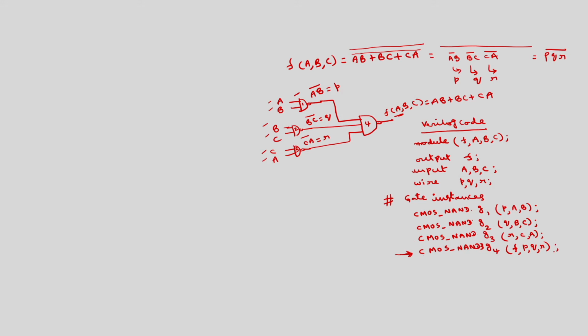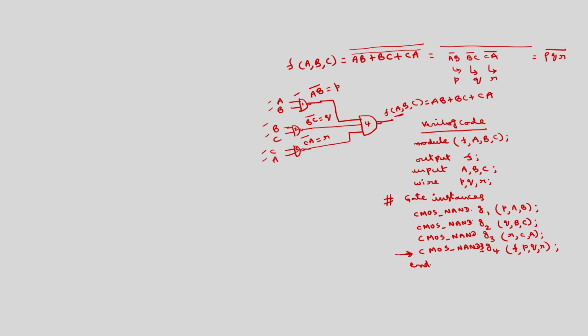I cannot use CMOS NAND here, because this is a 3 input NAND gate, but the code I have written is for a 2 input NAND gate. Here I am assuming that for the 3 input NAND gate there is also a code, which you can write in a similar manner. So, this is end module. This is how we can instantiate the NAND operation to implement any Boolean function.